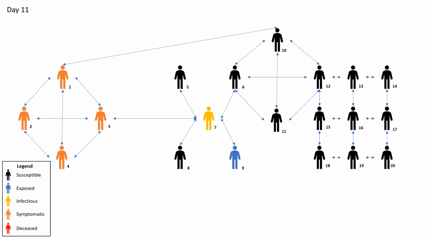On day 11, the bartender becomes infectious and goes on to pass the infection on to one of his clients, individual number 9. And here on day 12, individual 1 has passed the infection on to his or her classmate, individual number 10. On day 15, individual 10 has passed this on to individual 12, who is the first person in the office building network to become infected.